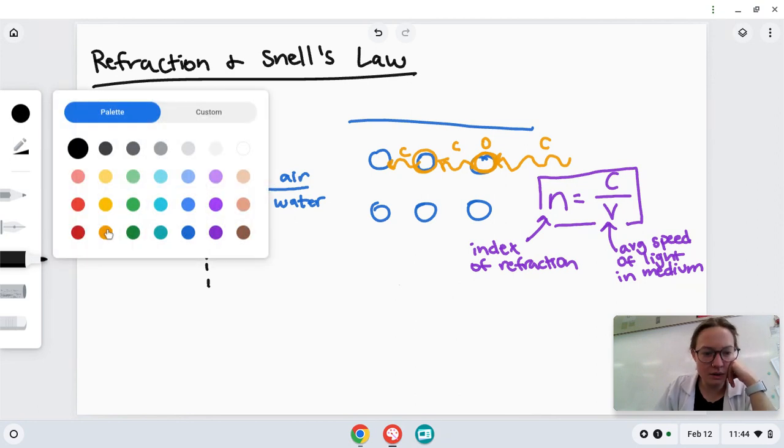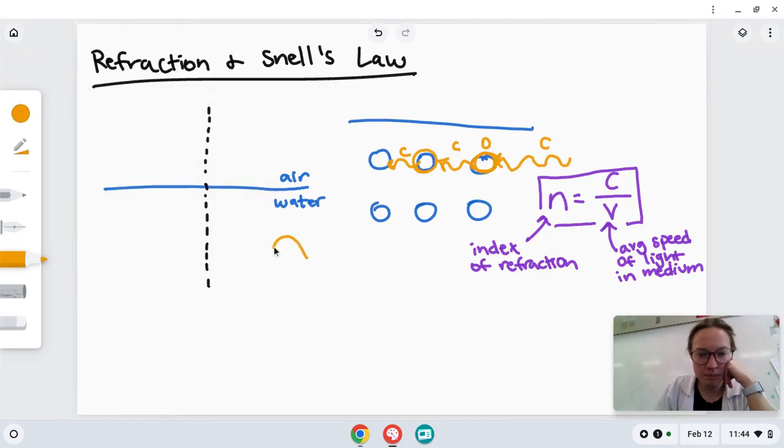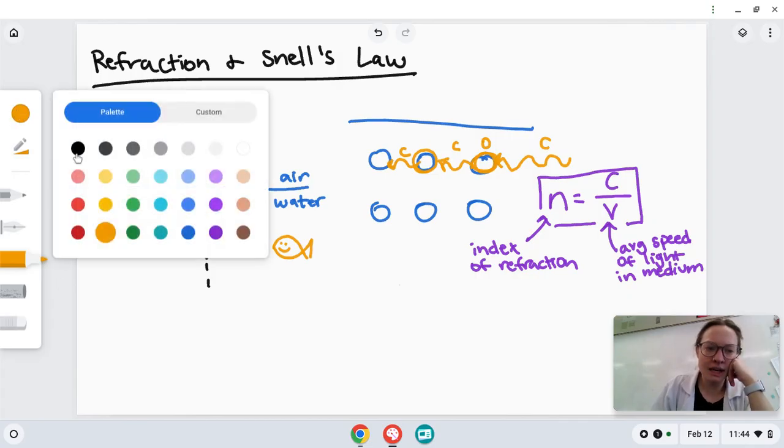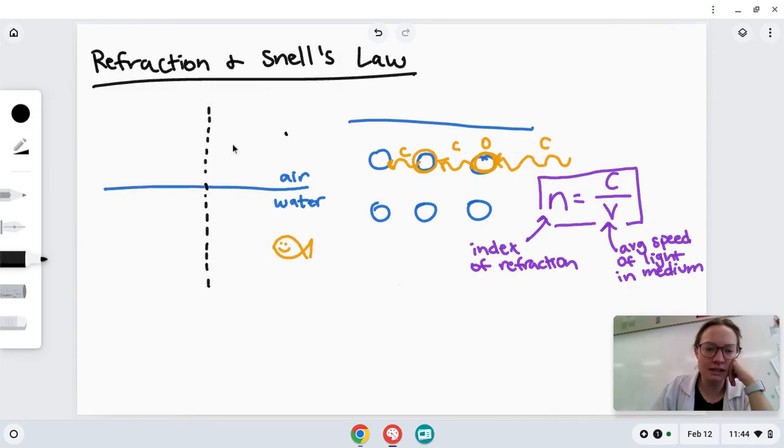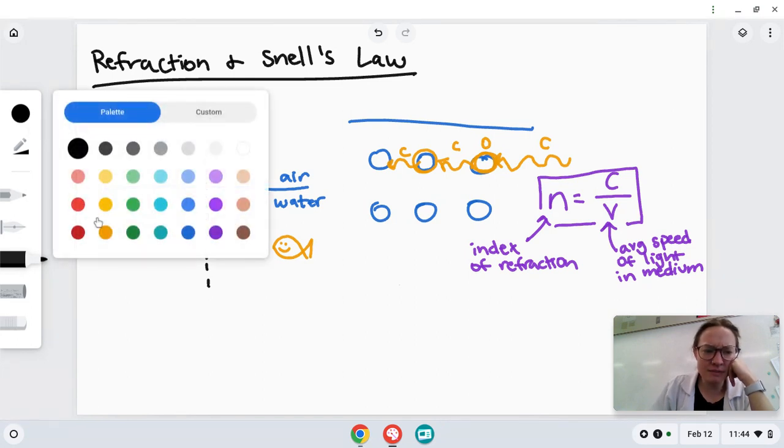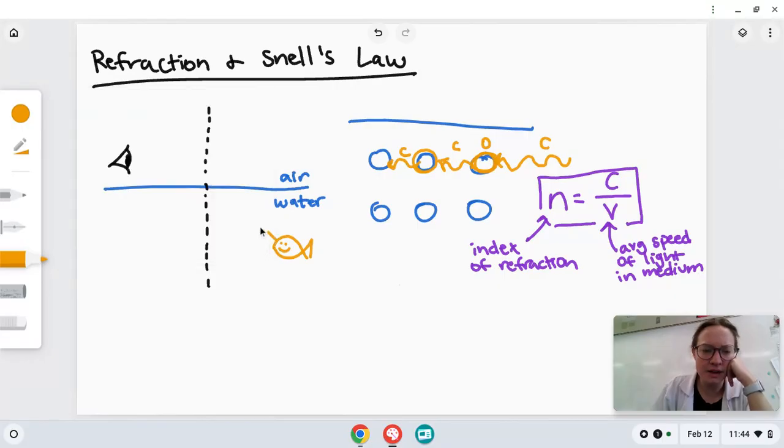Now please draw your fish. Here is my little fish in the water which I would like to catch. Now if you're looking at a little fish in the water, then your eye is likely somewhere up here-ish. Light is going to travel to your eye. That's the only way that you would ever see it, is if light from the fish went from the fish up toward your eye. But here's the problem.